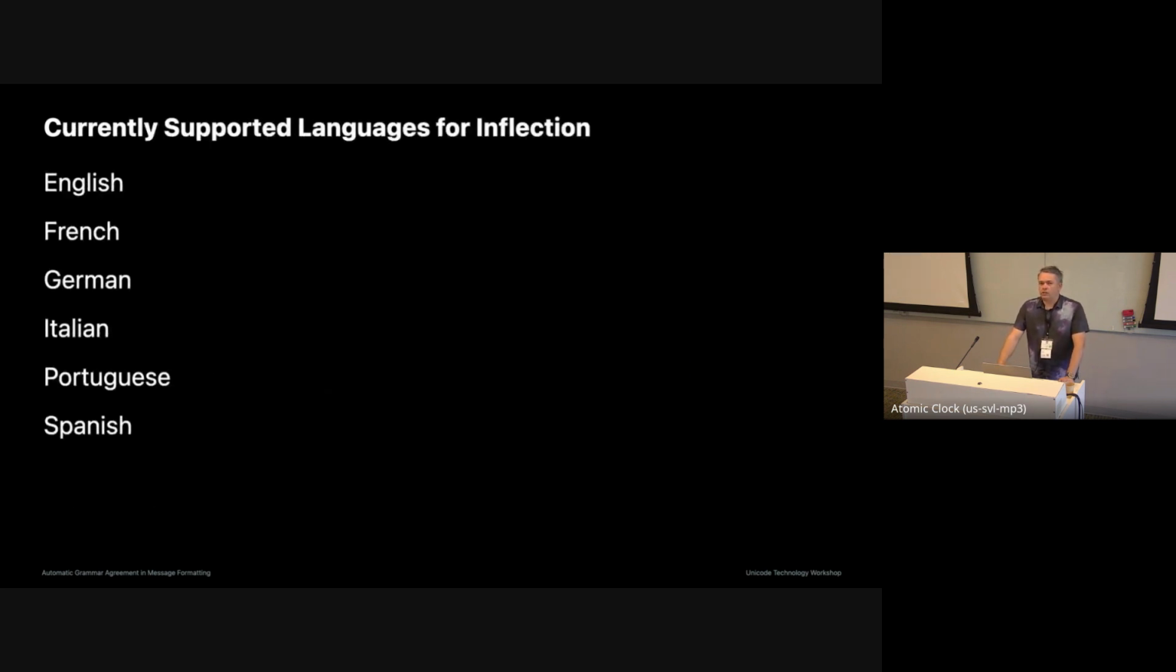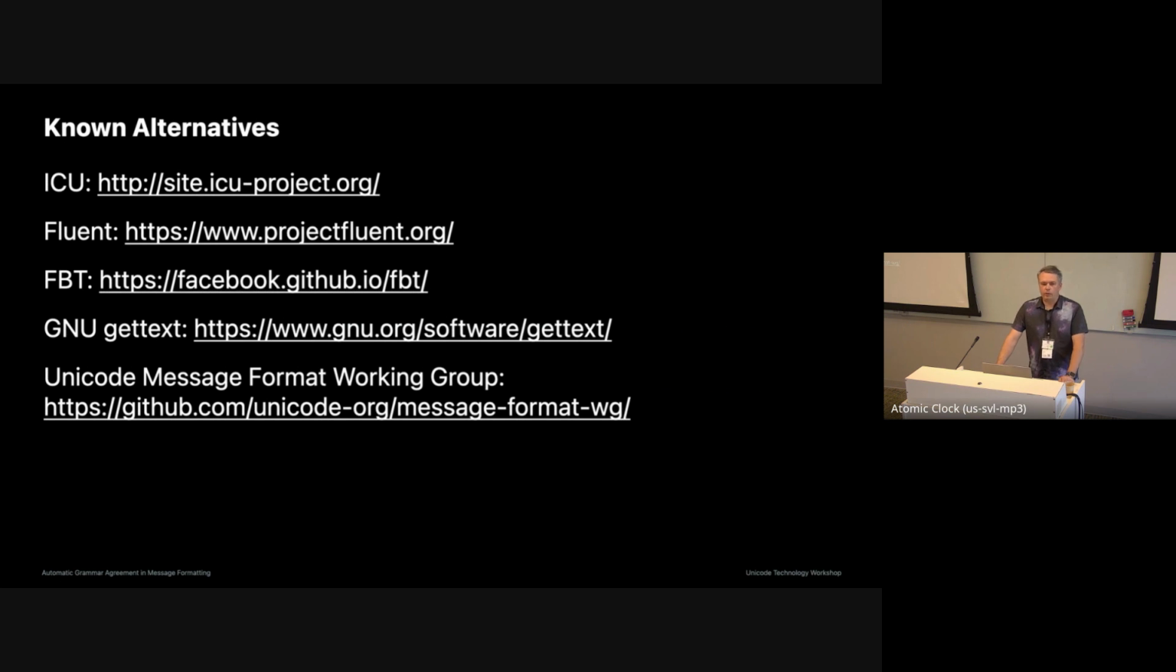Some people may be asking what languages are supported. We have English, French, German, Italian, Portuguese, and Spanish. You can use this in Apple's operating systems. And I also recognize that some people may be thinking, wait a second, I was looking for other kinds of message formatting. Well, here are some other examples. Of course, there's ICU's message format. There's Fluent, FBT, GNU gettext. There is a large number of them out there. There's also the Unicode message format working group that I participated in for a while.